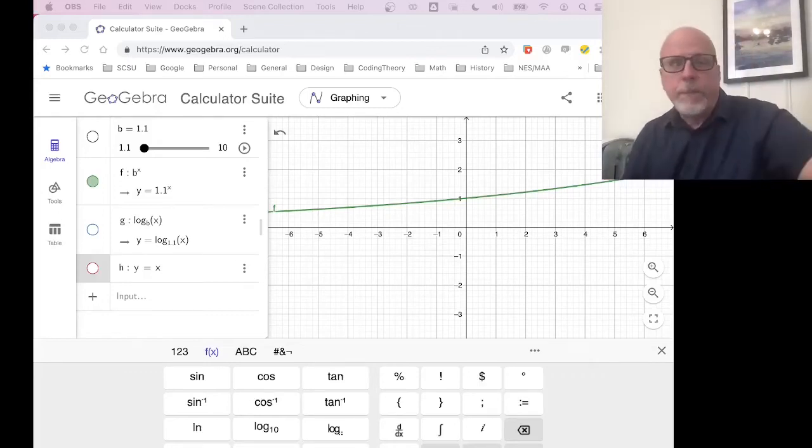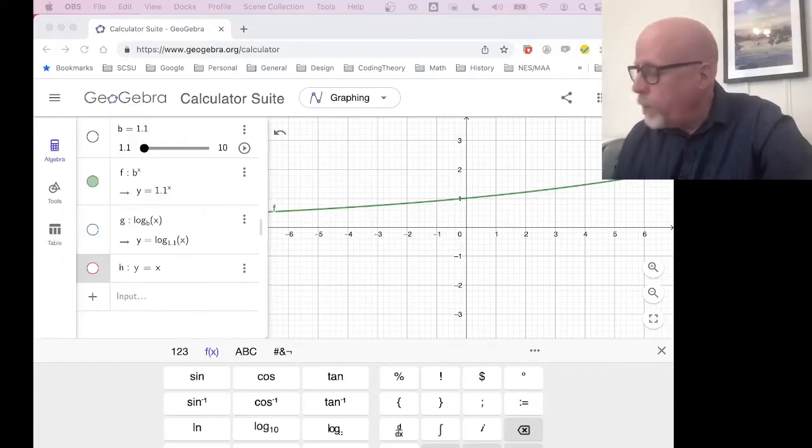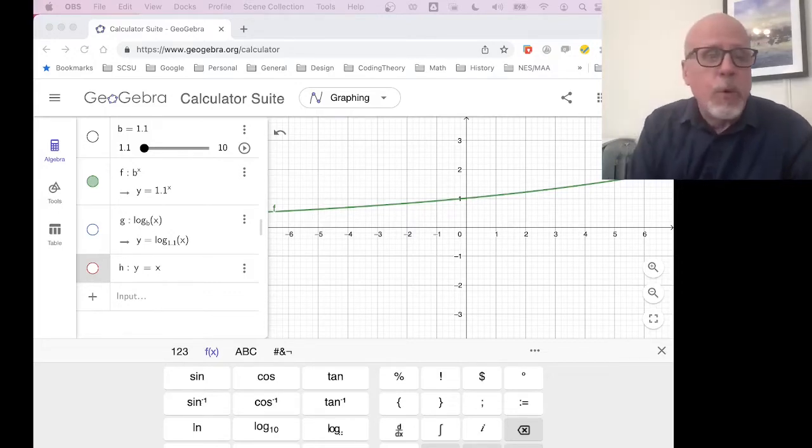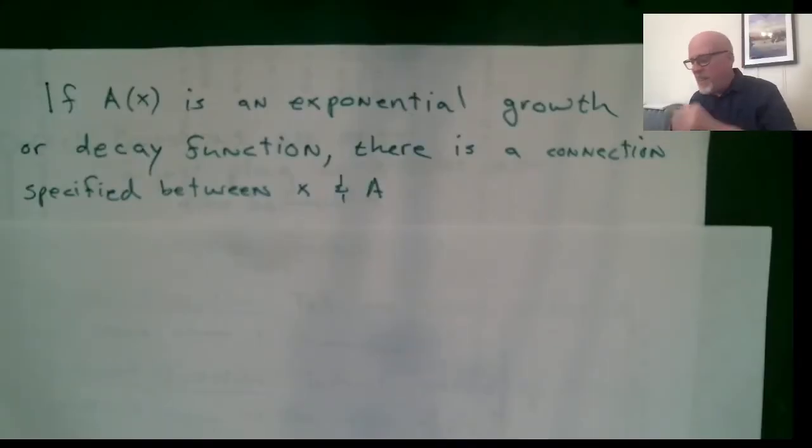Hey folks, this is the sixth lecture. This is going to be on logarithms, well, actually the graphs of logarithms and things about the properties of those graphs. Let's get rolling. I wanted to talk to you a little bit about the general setup here.